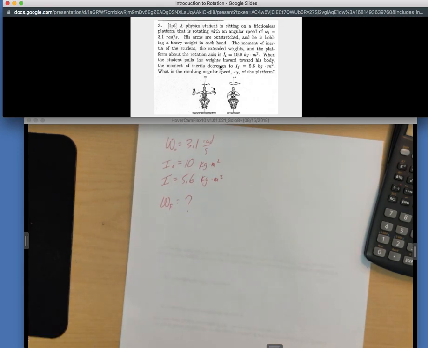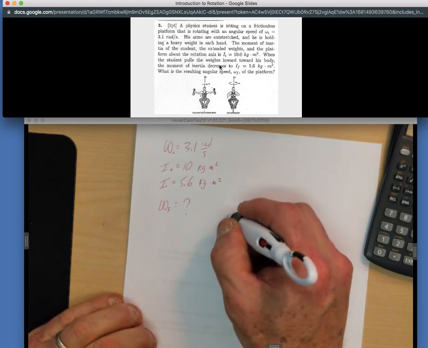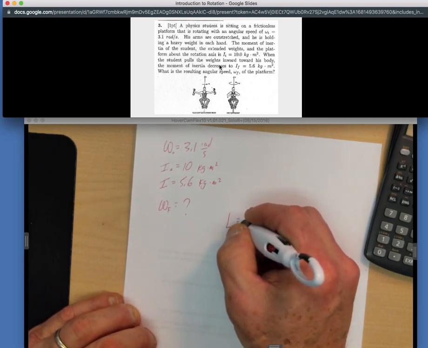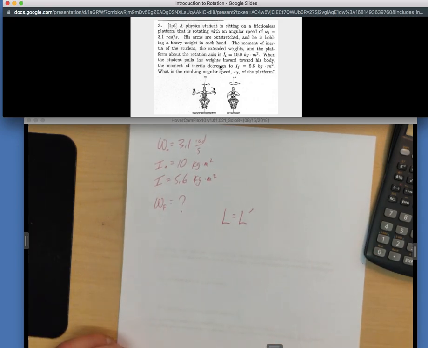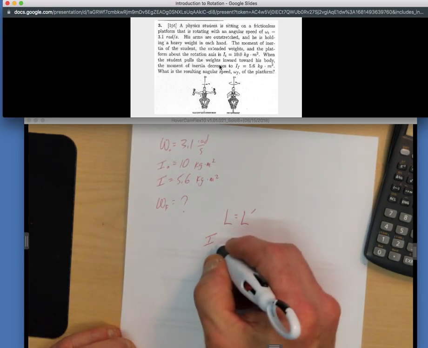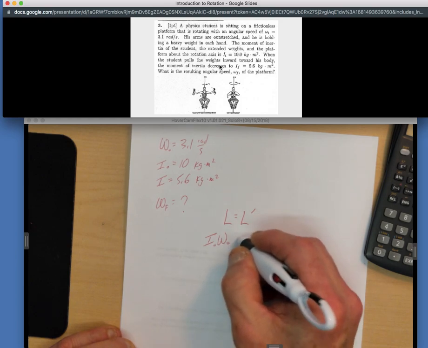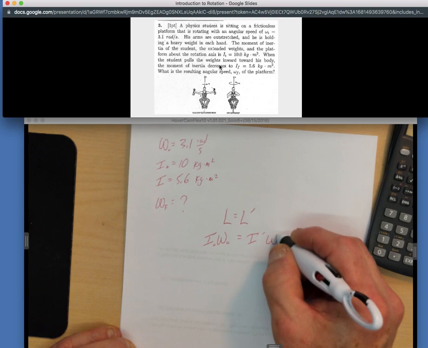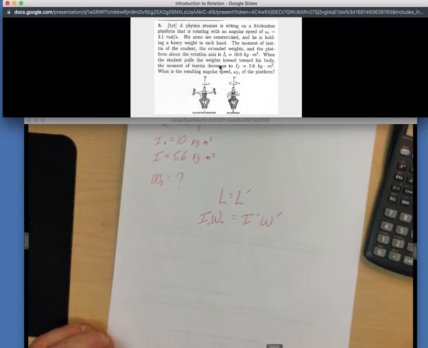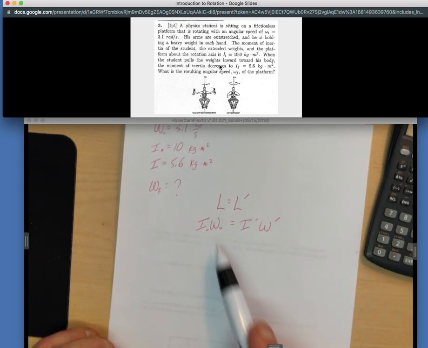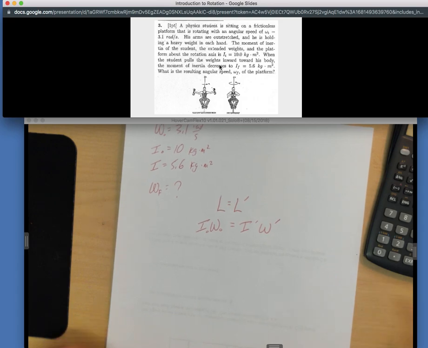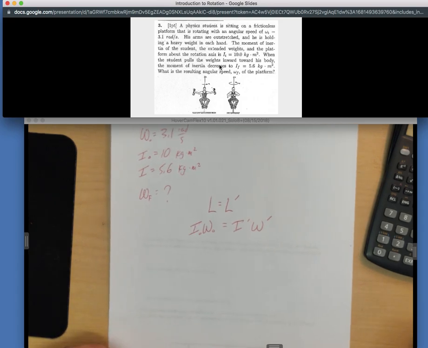This is the classic ice skater move, the figure skater move, when they have their arms outstretched and they start spinning, and they pull them in and they start spinning really fast, right? Because what's going on here is that, guess what? Momentum is conserved. The momentum before is equal to the momentum after. I initial omega initial equals I prime omega prime. Right? If this were a linear problem, we'd be saying the mv before is equal to the mv after. But the m's are more complicated, as are the v's, so we represent them differently.